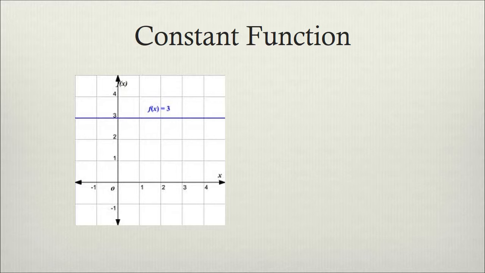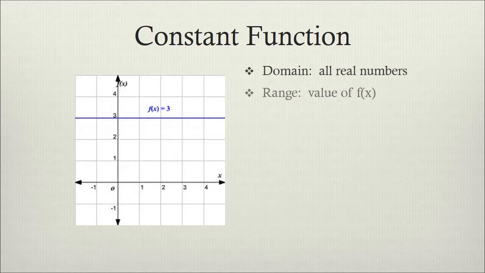The first function we're going to examine is the constant function. The constant function is in the form of f of x equals a number. So basically it's just a flat horizontal line. The domain will be all real numbers. X can be anything. The range is whatever value f of x is. In this case, the range would be 3.